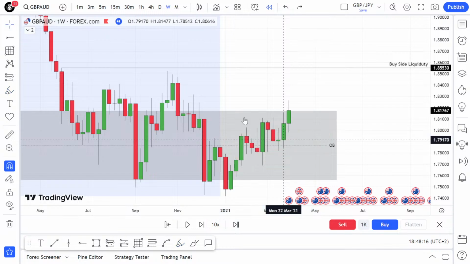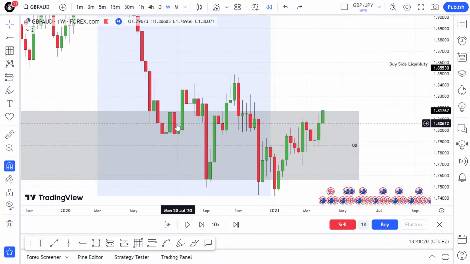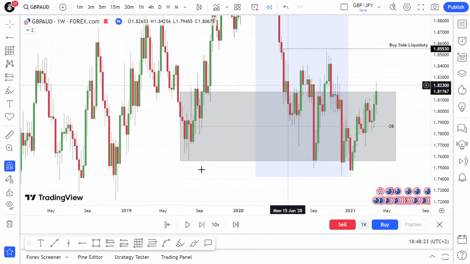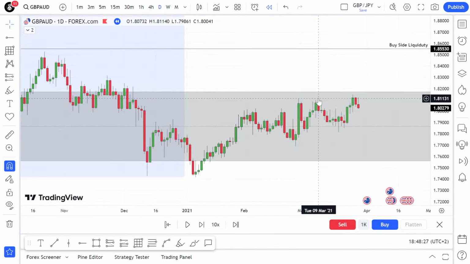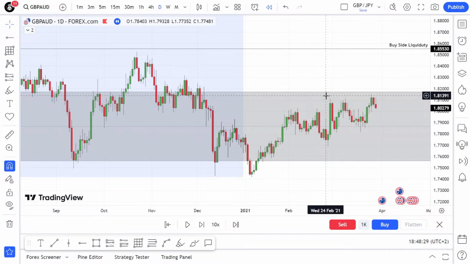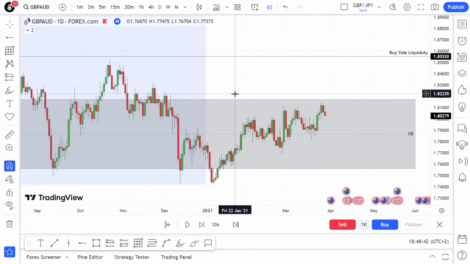So let's keep that in mind and understand that. And we've swept some sell side now in weekly, so we need to understand that and go to the daily chart now. Now I ask myself a question: how would I want to be involved in this market if I wanted to go and take buys into this buy side liquidity pool?